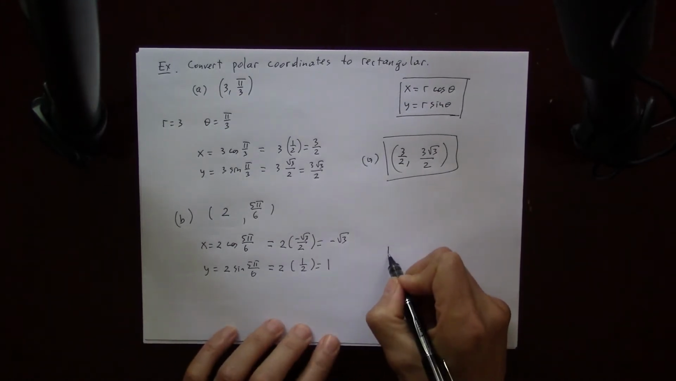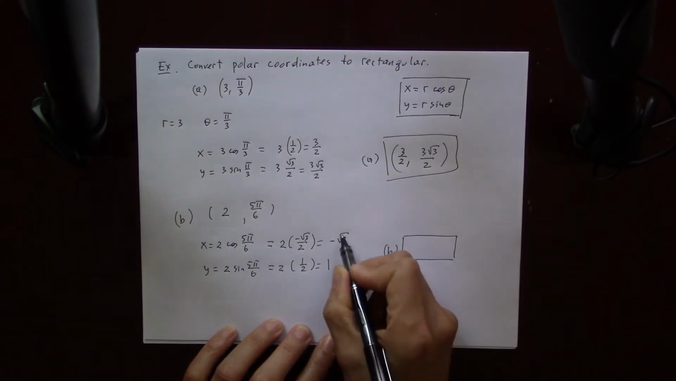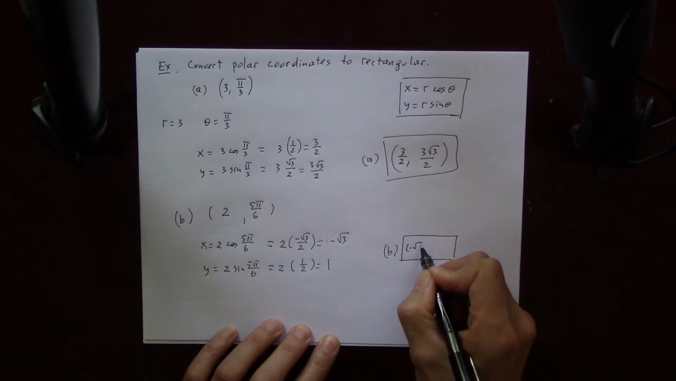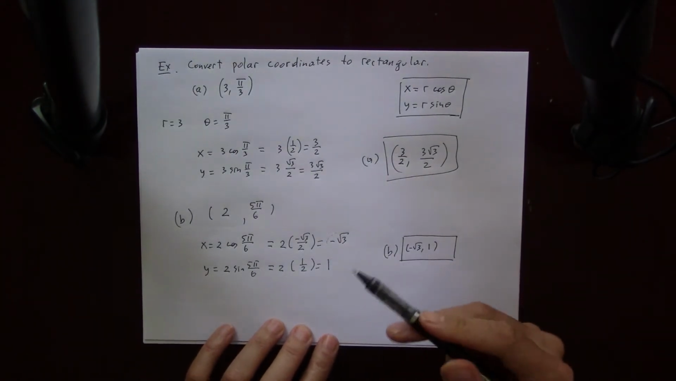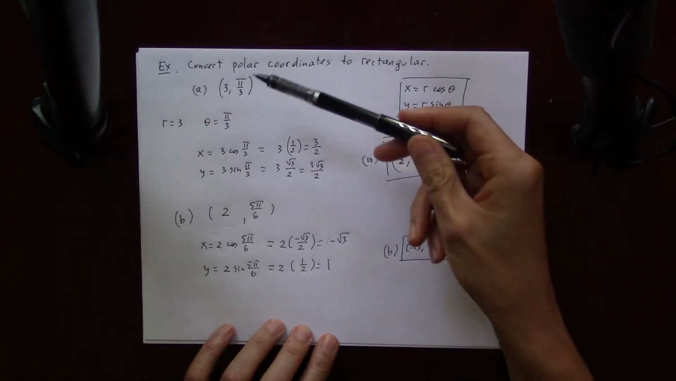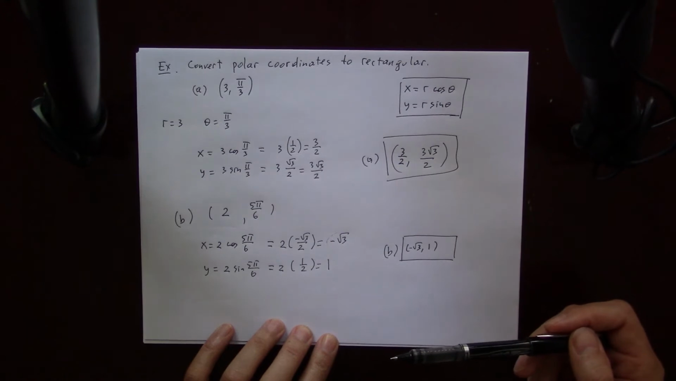So for part B, our answer in rectangular coordinates of the point will be: x coordinate is negative root 3, and y coordinate is going to be 1. So if a point is given to us in polar coordinates, then we're going to use x equals r cosine theta, y equals r sine theta to switch to rectangular coordinates.